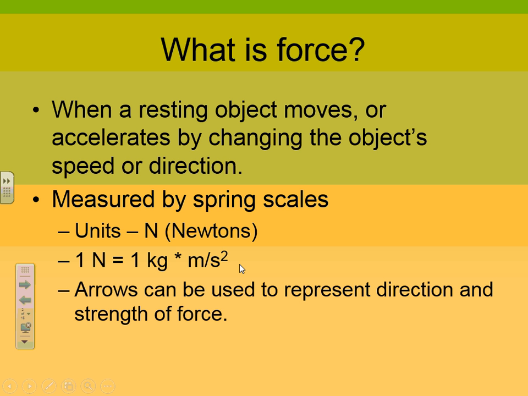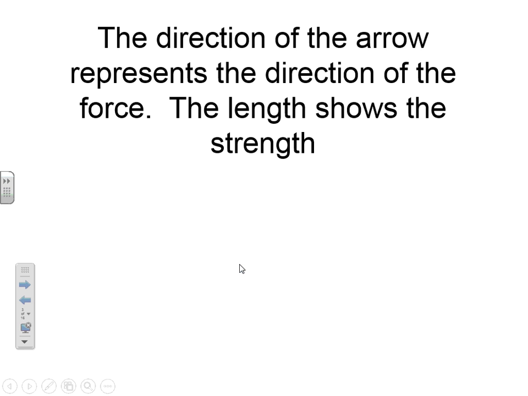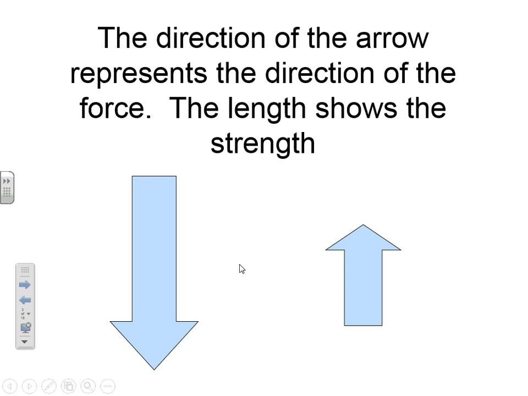Just like velocity or acceleration or distance and displacement, we can use arrows or vectors to represent direction and strength. The direction of an arrow is going to represent the direction of the force. The length is going to represent the strength. So the arrow on the left here is going down, and it's a much stronger force than the arrow on the right because the arrow on the left is much longer.